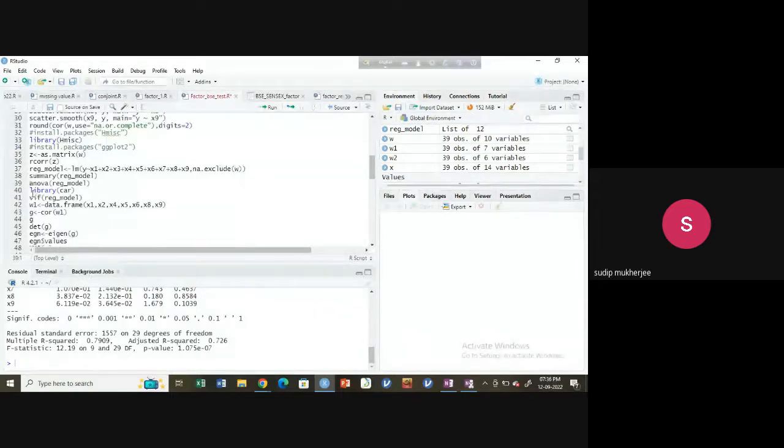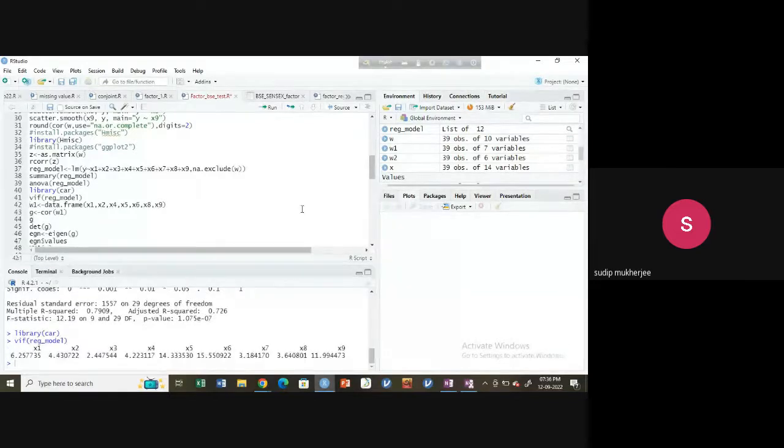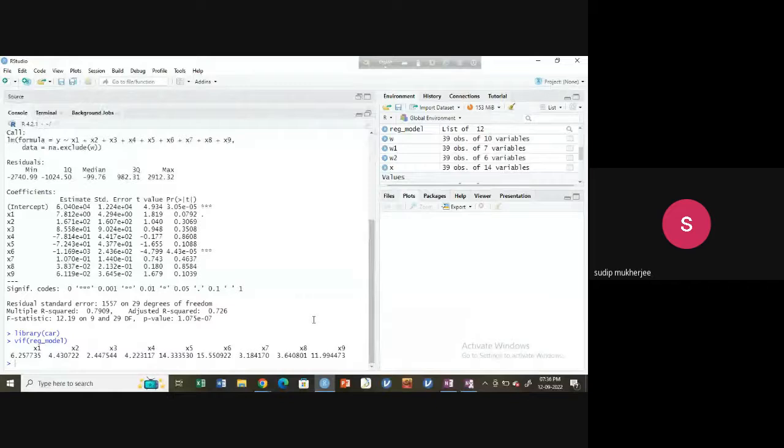We just check the VIF. You already know that the library car is used for that. And if we see the VIF, what is the value of the VIF? All the values are more than 2. This is 14, this is 15, this is 11. So there is a huge multicollinearity among the variables.